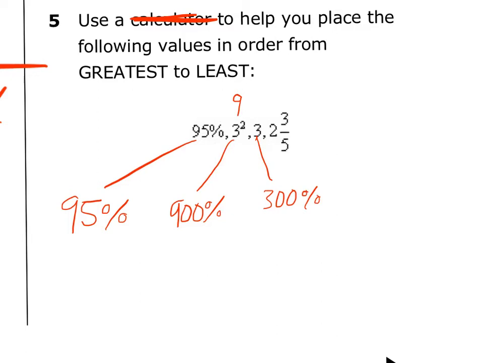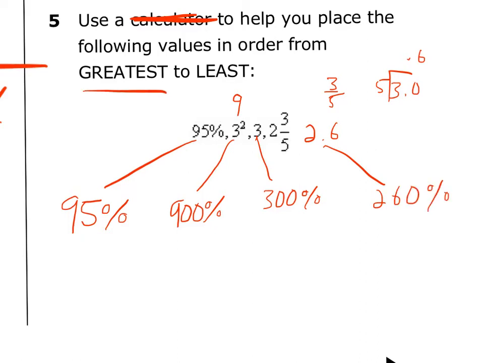Now, 2 3/5. All right, we need to change 3/5 into a decimal first. So 3 goes on the inside, 5 on the outside. That becomes 0.6. So we have 2.6, which is what as a percentage? 260%. Now we can put them in order from greatest to least.